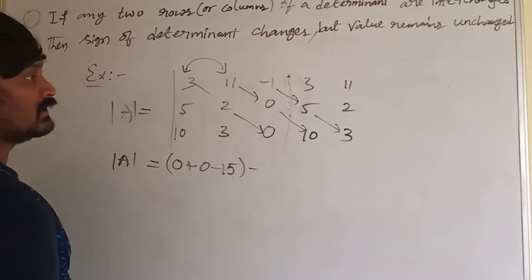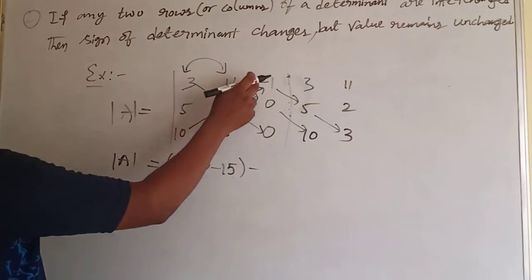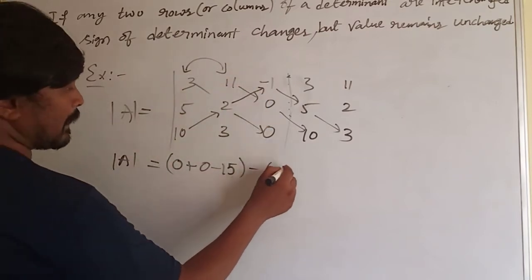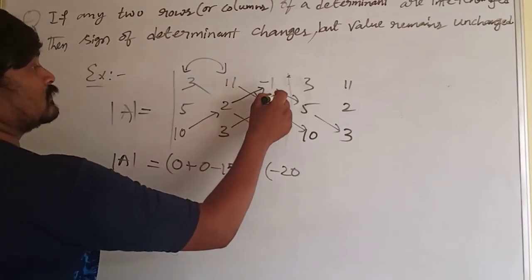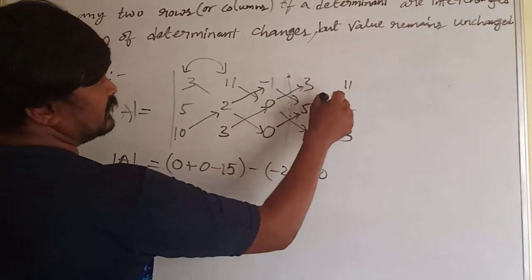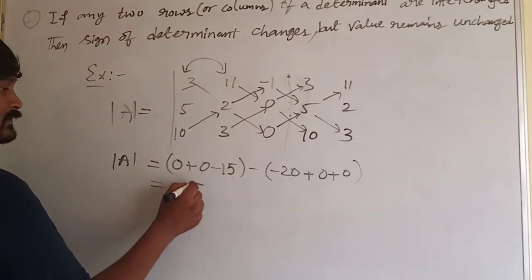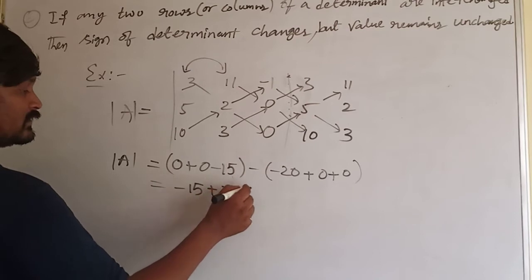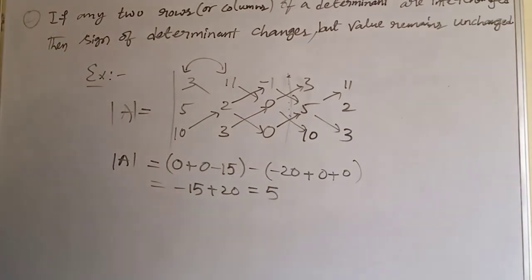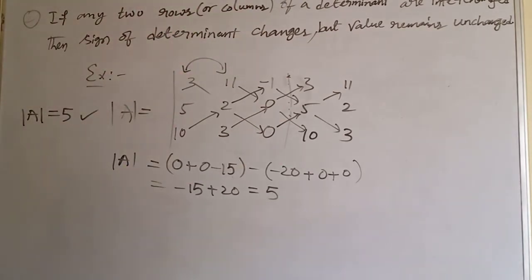Then the minus symbol. Next, again here, 10 2s are 20, 20 into minus 1, minus 20. Next, 3 into 0, 0, 0 into any number, 0. 0 into 5, 0. So what do you get here? Minus 15, minus into minus, plus 20, so 20 minus 15 is 5. So you got det A equal to 5. Now let me check what happens after interchanging, whether you get a minus sign or not.